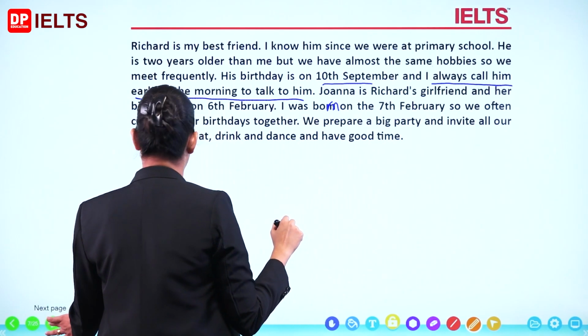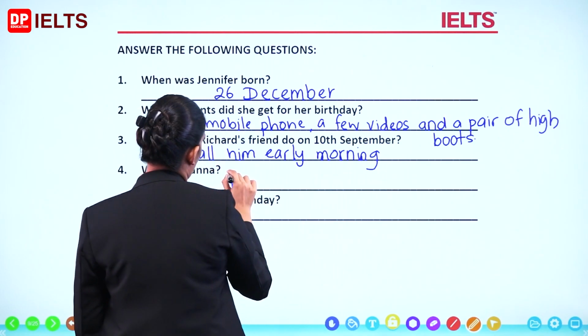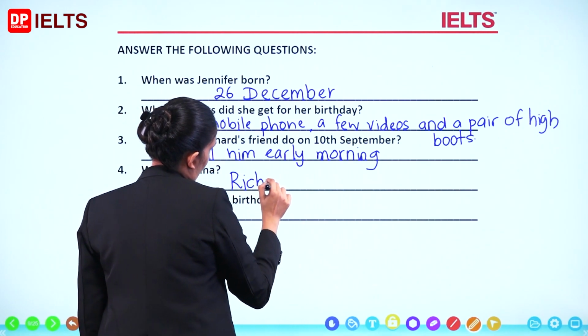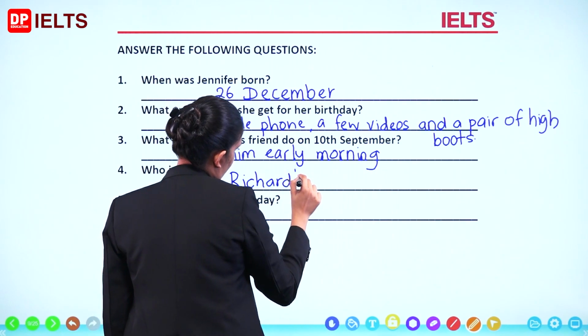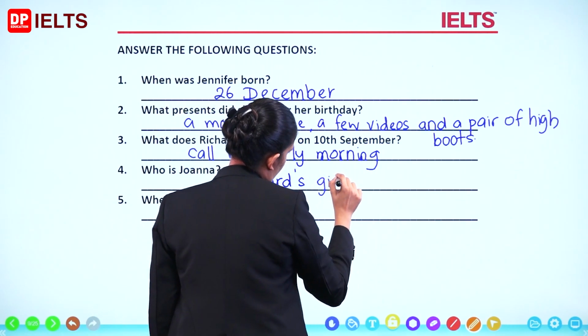Richard's girlfriend. Richard's girlfriend is Joanna.